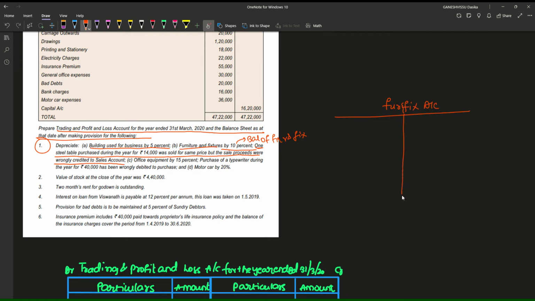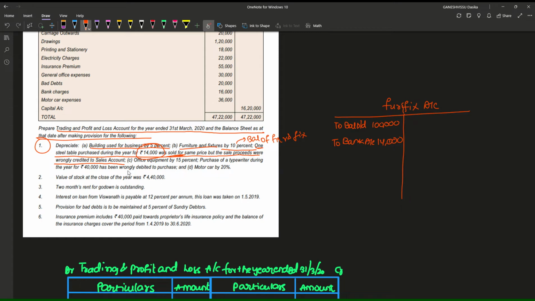Let us have the adjustment. Let us say that there is a balance of rupees 1 lakh. This is an assumption. They have said that we purchased an asset for 14,000. Don't go for the sale yet. We purchased one asset, and they have not mentioned the date of the asset. The journal entry is furniture and fixtures account debit, to bank account, 14,000 rupees.